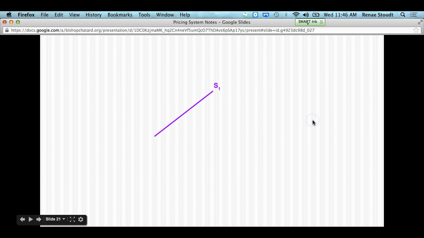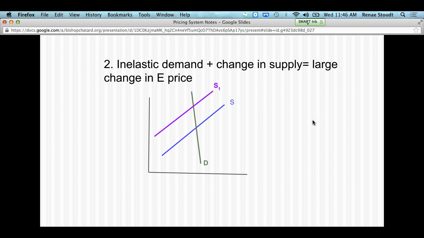Now, if we look at an inelastic demand curve, inelastic demand is going to be a much more vertical line. Remember, with inelastic demand we're not sensitive to a change in price. We don't really care about prices, we're going to buy it no matter what. And then if something disrupts or changes the supply curve, it's going to cause a large change in equilibrium price.